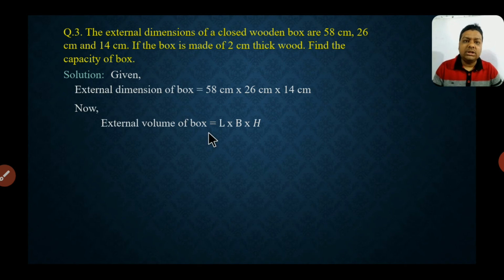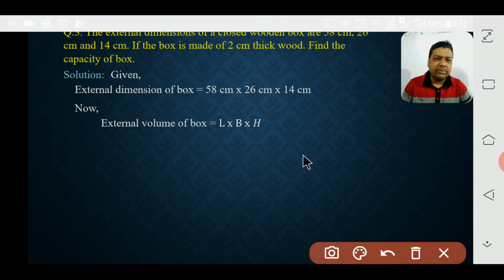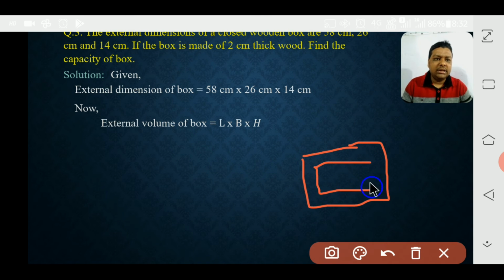So what will be the external volume of box? For example, if we are creating a box as a 2-dimensional figure, like this, then you can see here that external dimension means length, breadth and also its height. Its height also, because it's a 2D figure, so height we cannot see. So 58, 26, 14, this is the external dimension.